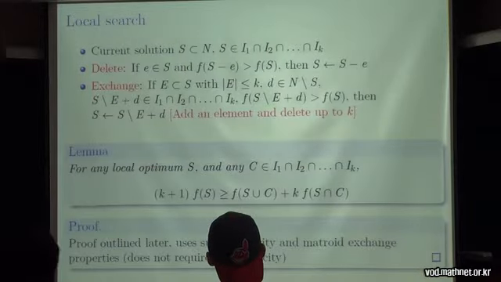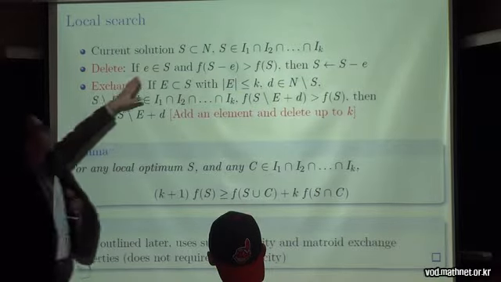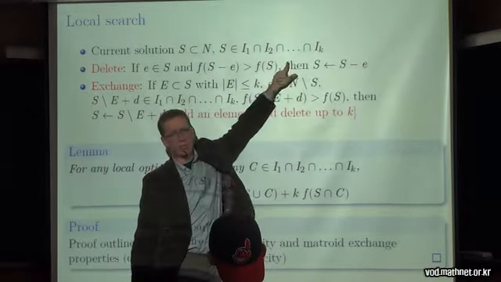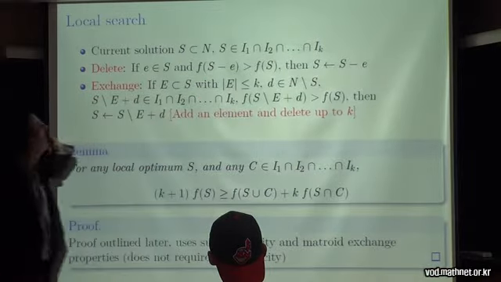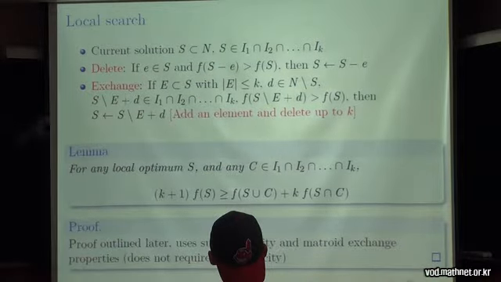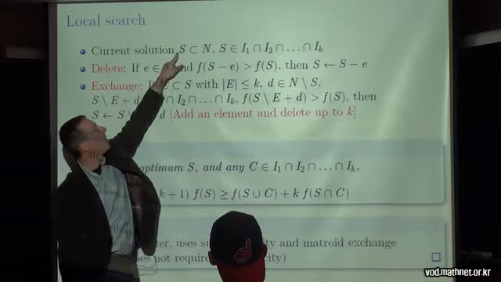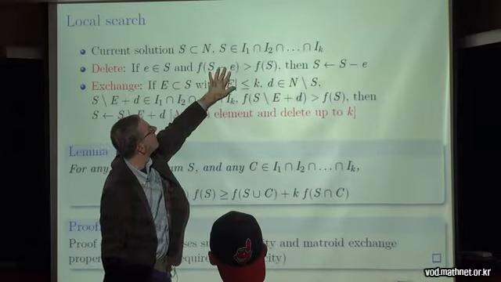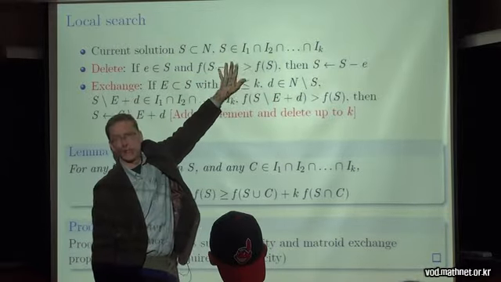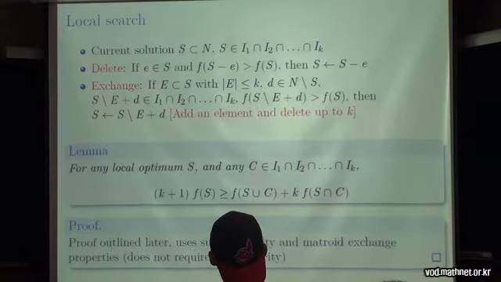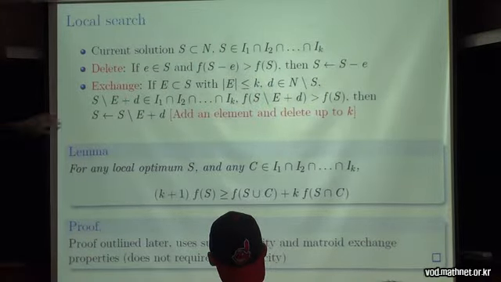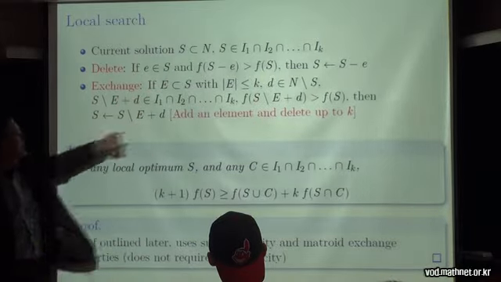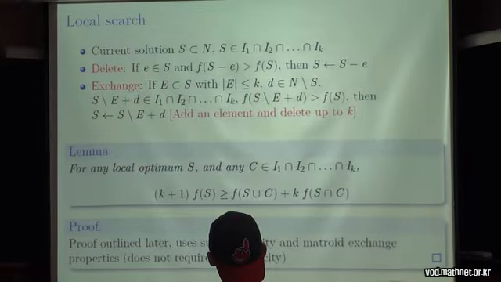So here's the local search. I have a feasible solution, so it should be independent in the k matroids. That's what it means to be feasible here. And these are the kind of moves I allow. I allow myself to take an element of my current set and delete it if, when I delete it, the objective goes up. That's an improvement, since I'm trying to maximize. That's one type of move. Then I allow a certain kind of exchange move. Let me just say it in words. I'm allowed to add an element to my current set.